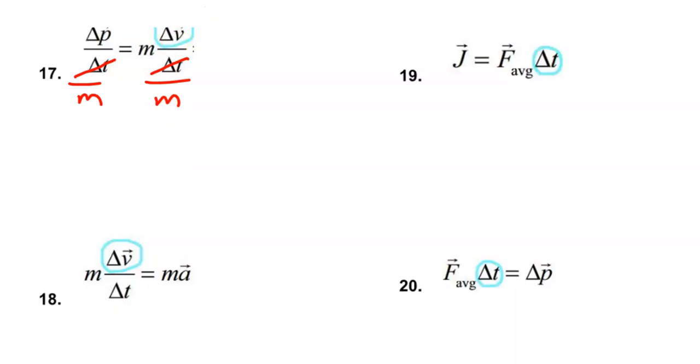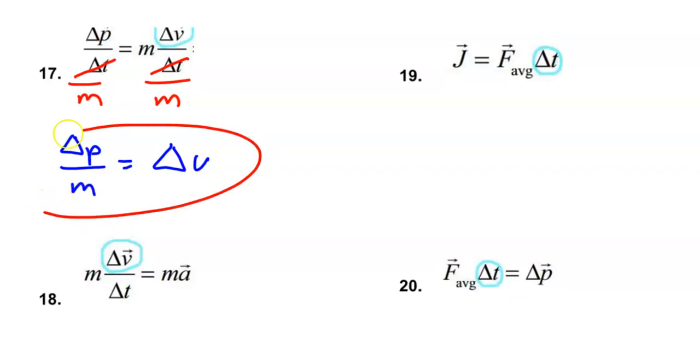Okay, so just like the last go around, delta p divided by m equals delta v. That doesn't look like a v, does it? It's fine. Oh, yeah, I got my color scheme all messed up again. Oh well. We'll just go with that.